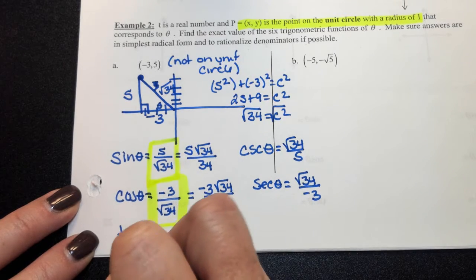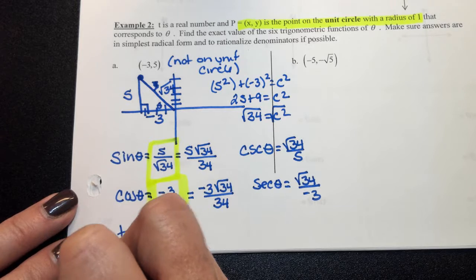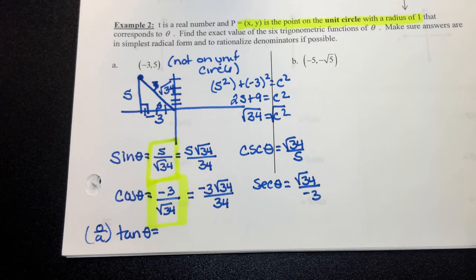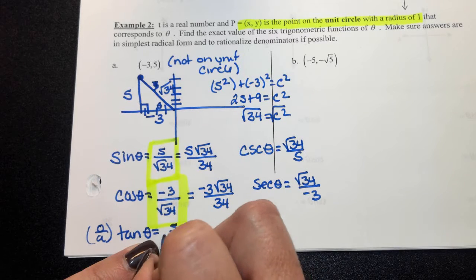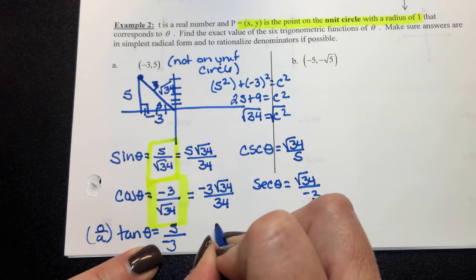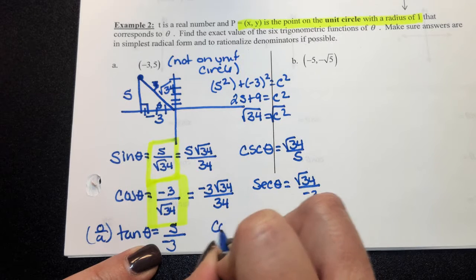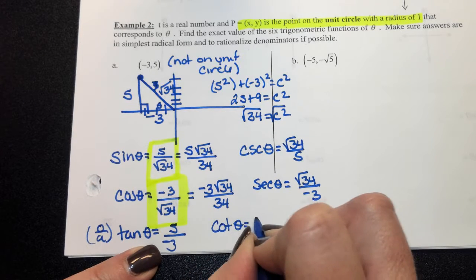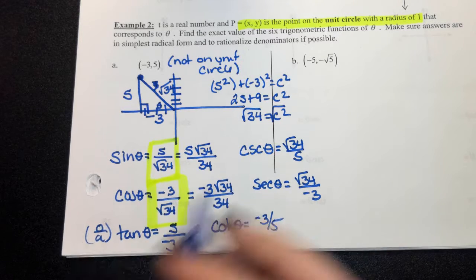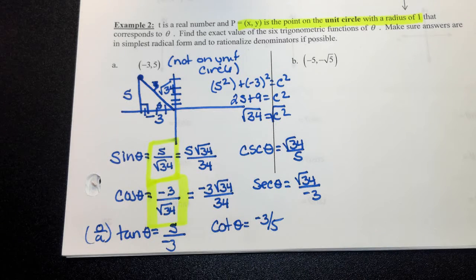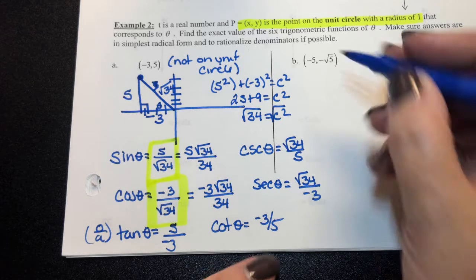Tangent, by your SOHCAHTOA, I know is opposite over adjacent. So what's the tangent going to be? 5 over -3. Well, if tangent is -5/3, what's the cotangent going to be? -3/5. So any questions on, given that point, how I can find the 6 trig ratios? Draw your triangle, label the sides, and then find the hypotenuse. All right, so any questions on that one? Let's take a look at B.